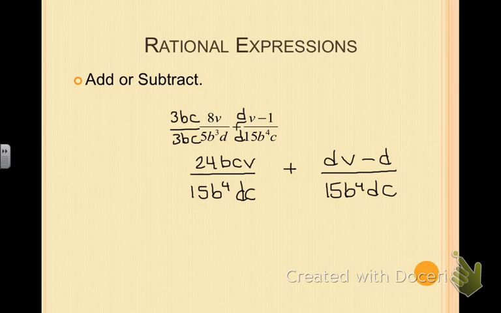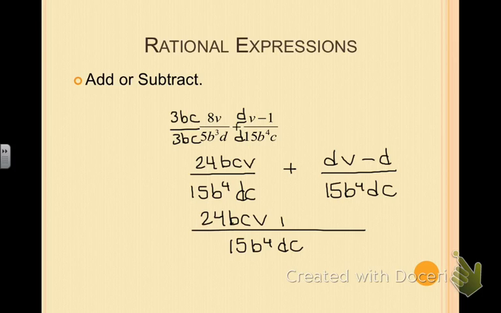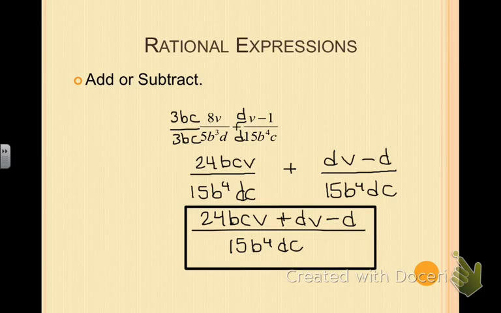Now that we have equivalent fractions and a common denominator, we can rewrite them over a single common denominator, 15b to the 4th dc. Our numerator ends up being 24bcv plus dv minus d. There are no like terms in this case, so that is our final answer.